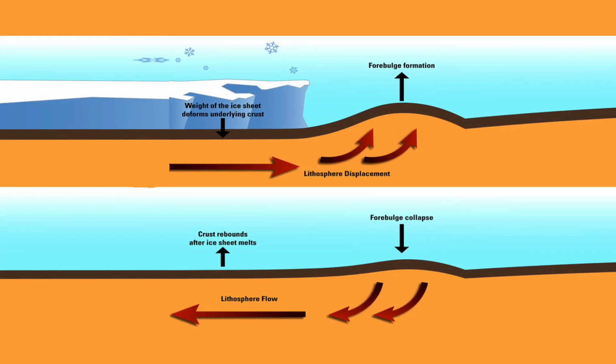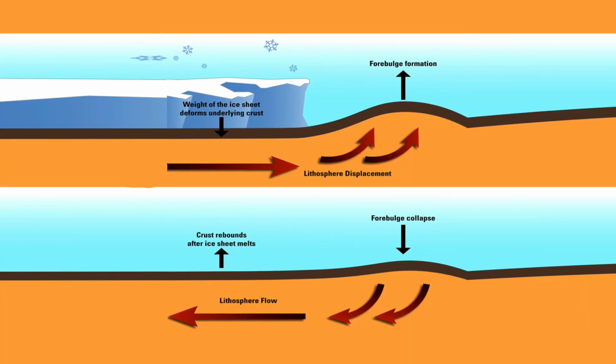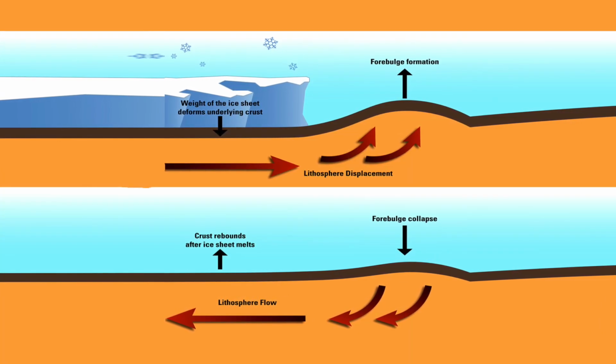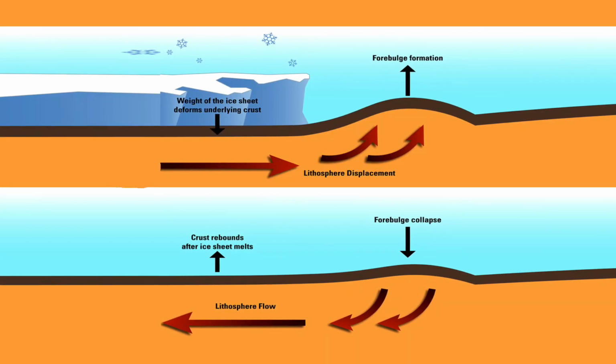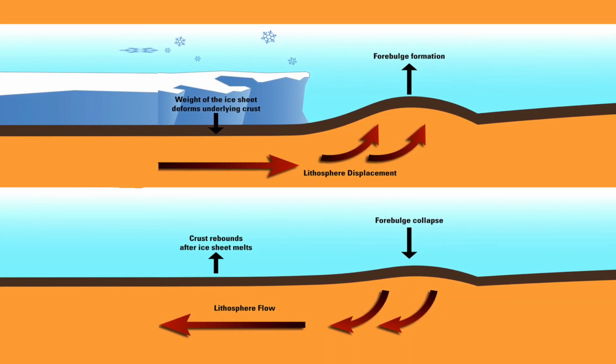Isostatic adjustment is the vertical movement of the lithosphere in response to a change in load such as glacial melting, erosion, sediment deposition or tectonic shifts. A classic analogy for isostasy is an iceberg, which floats with most of its mass hidden beneath the water. The Earth's lithosphere floats on the denser, more fluid asthenosphere.